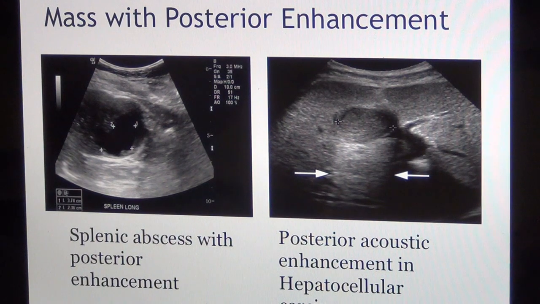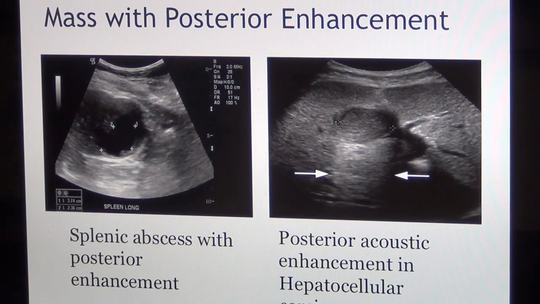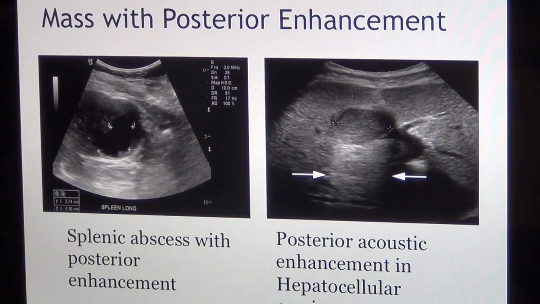Now, mass with posterior enhancement. Understand, I showed you enhancement with the simple cyst, but here you can also see it is not only a simple cyst, it is a complex cyst, because this is an abscess, and this is a solid mass, fibroadenoma of the breast, or hepatocellular carcinoma here they found, but still they have posterior enhancement. Okay, a lot of fibroadenomas of the breast have posterior enhancement.